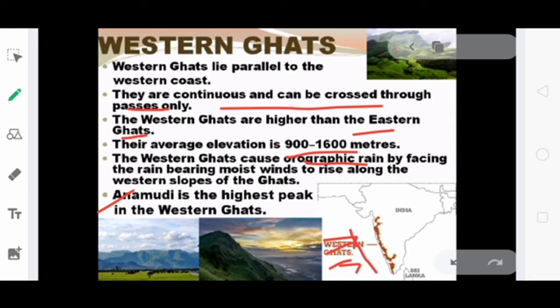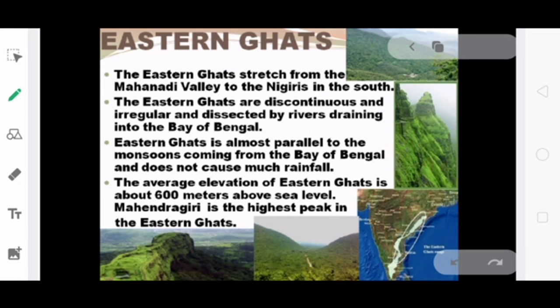Now we will discuss Eastern Ghats. Eastern Ghats stretch from the Mahanadi Valley to the Nilgiris in the south. If you look at the map, we can see that it extends from here till here. The Eastern Ghats are discontinuous and irregular and dissected by rivers draining into the Bay of Bengal like Krishna and Kaveri. Eastern Ghat is almost parallel to the monsoons coming from the Bay of Bengal but does not cause much rainfall.